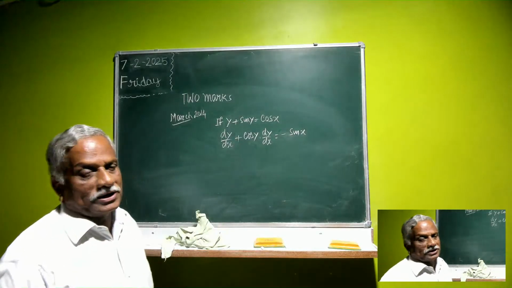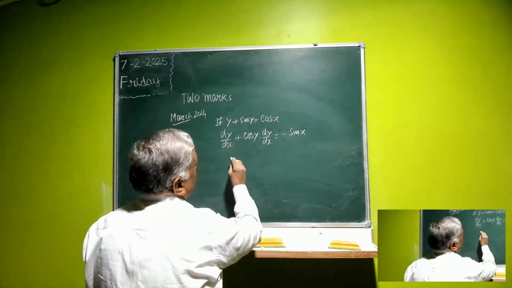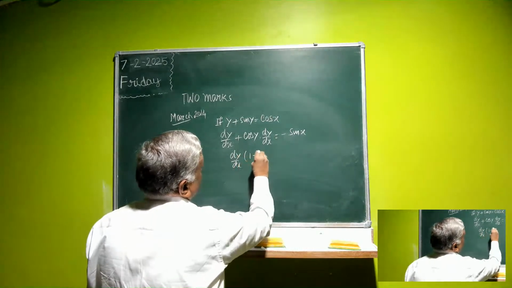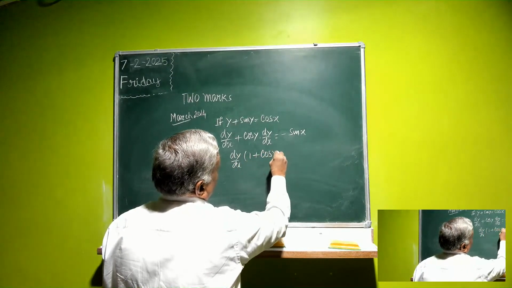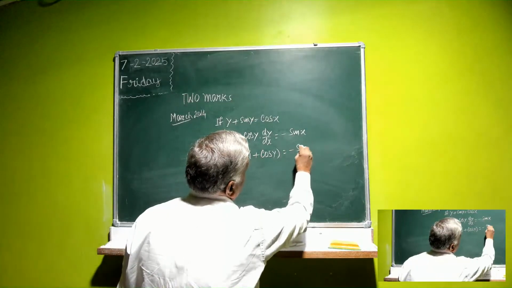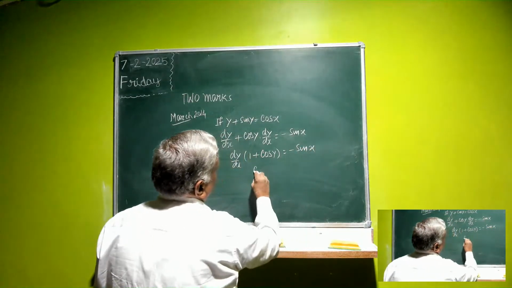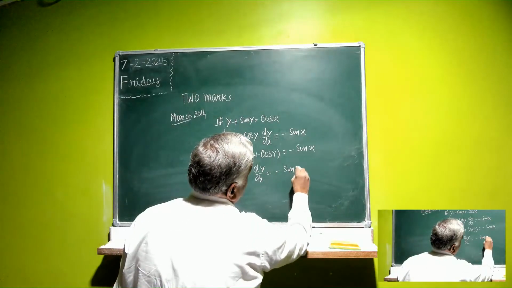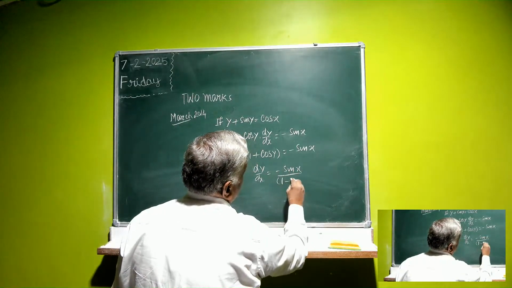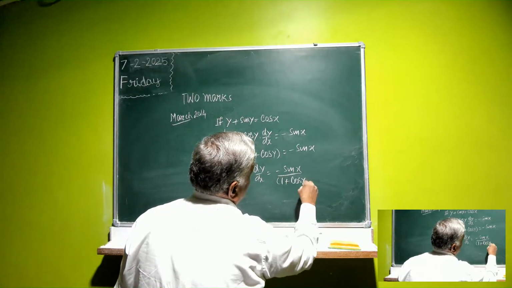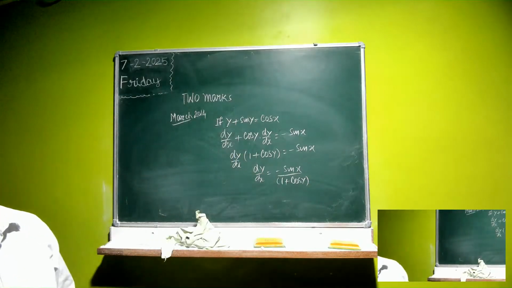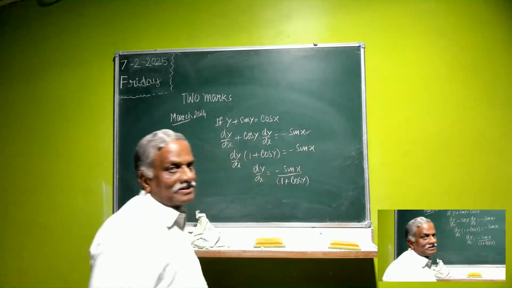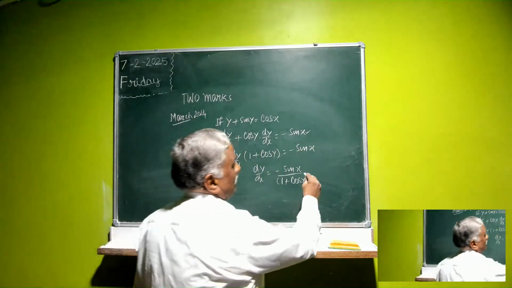So the problem is not over. We have to find what dy by dx is. So take dy by dx common. You get dy by dx into 1 plus cos y is equal to minus sin x. Dy by dx is equal to minus sin x over 1 plus cos y. It's a very simple problem. So normally they give 1 mark for writing this, another mark for writing the final solution.